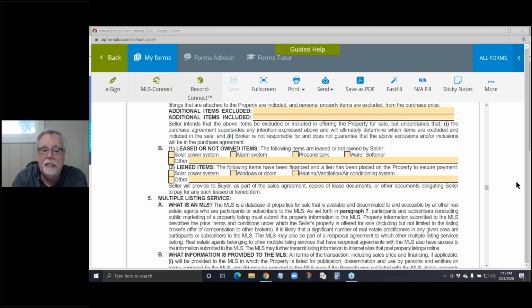So any leased items, any liened items that are on the property, and notice it says that right here, seller will provide the buyer as part of the sales agreement copies of these documents. So we might as well get busy and get them now. You want to know, right?